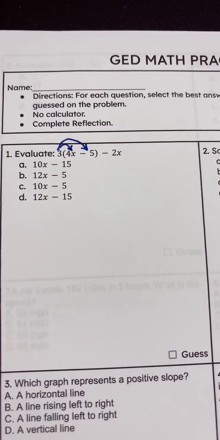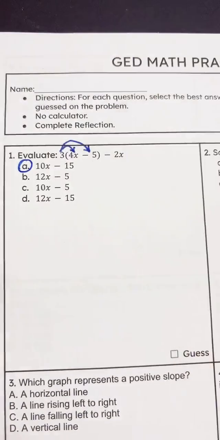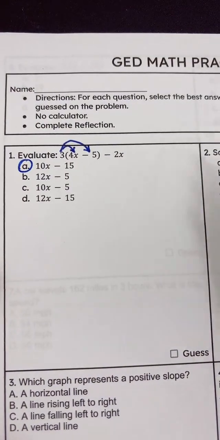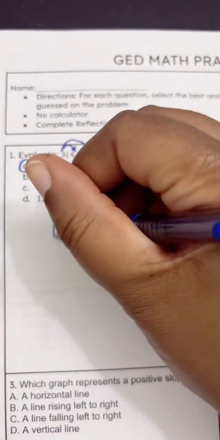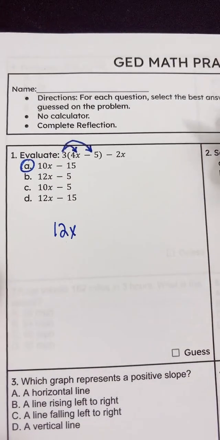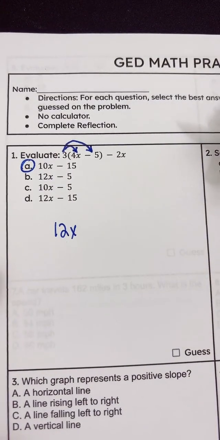Michael said A. G. Coleman said A. Wonderful. So we're going to get 3 times 4 is 12x. Good. One Vice, Shiny said A as well.